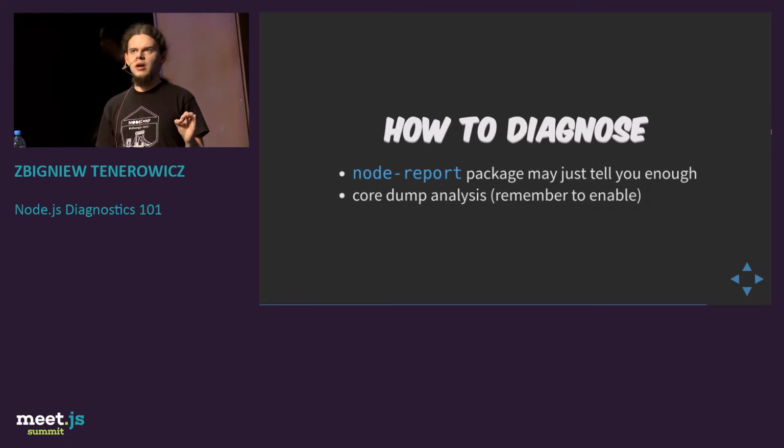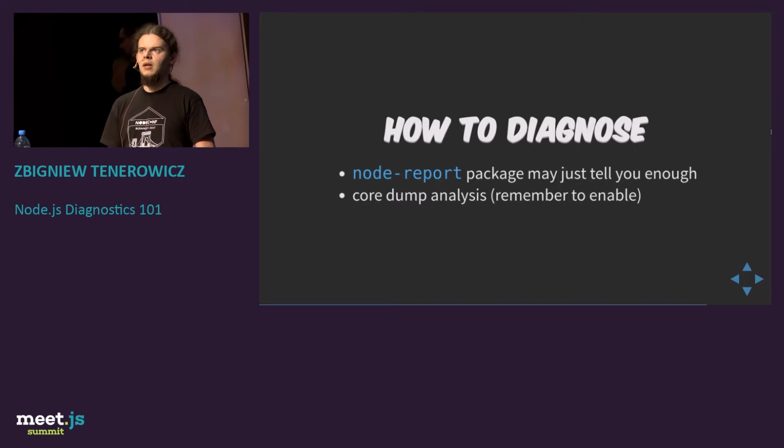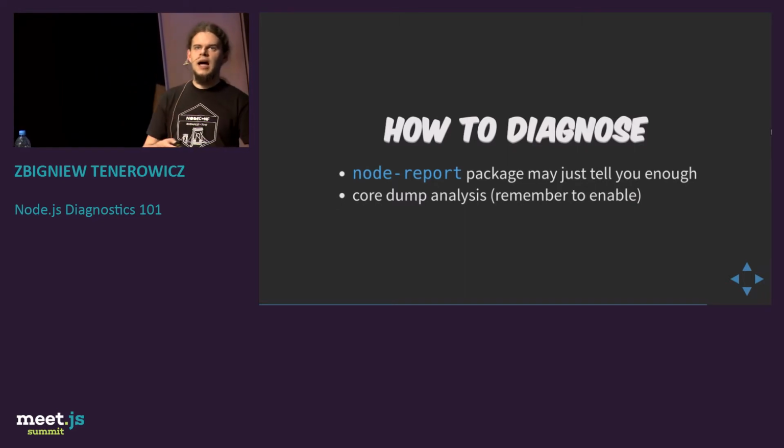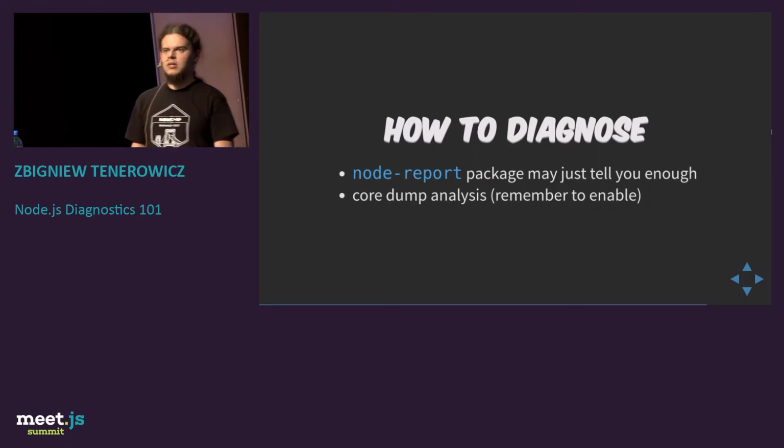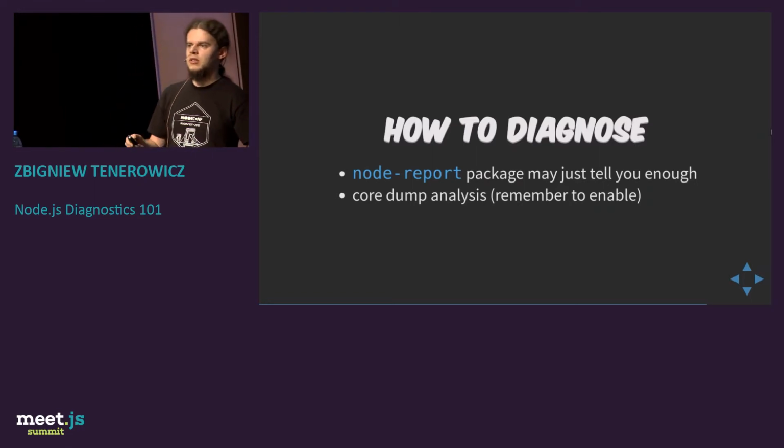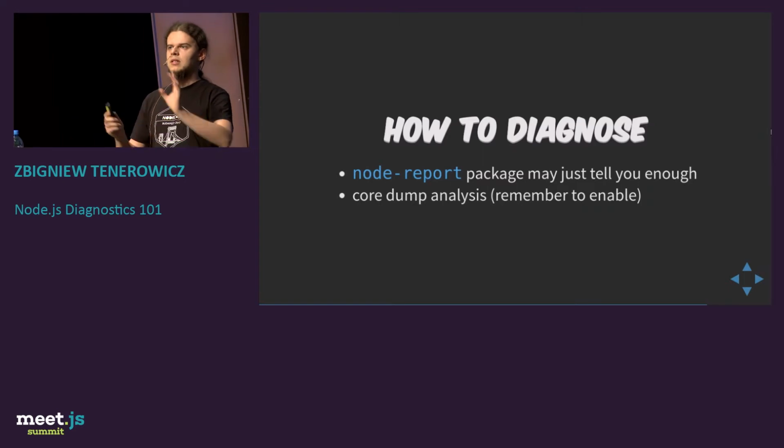Before you get a core dump, it's worth looking at Node report. It's a package you can just add to your application. No functions are called. When the app finishes, it's going to produce a file that gives you some basic diagnostics, like what's the last function that was called, what's the current stack, what's the size of memory, etc.